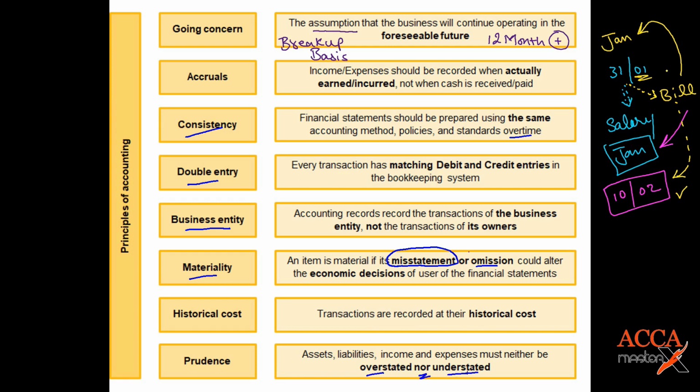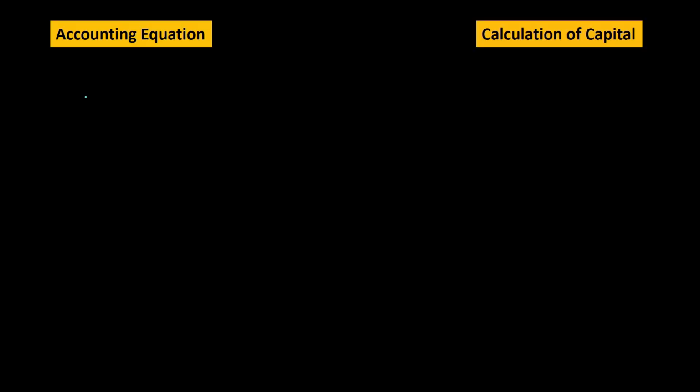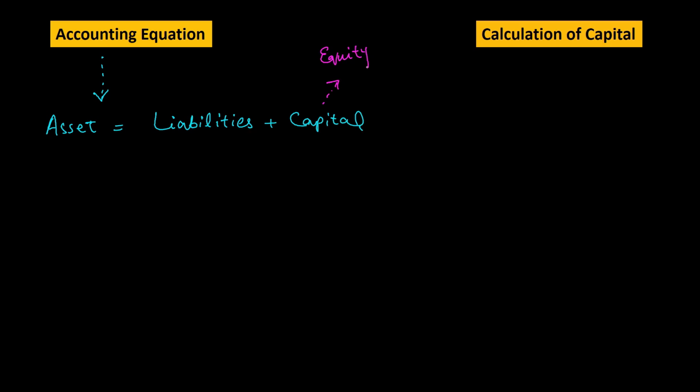Now we will study the accounting equation and calculation of capital. First of all, we have already studied the accounting equation: assets is equal to liabilities plus capital. Sometimes we also call our capital equity, so both are the same thing. You can either call it equity or you can call it capital.